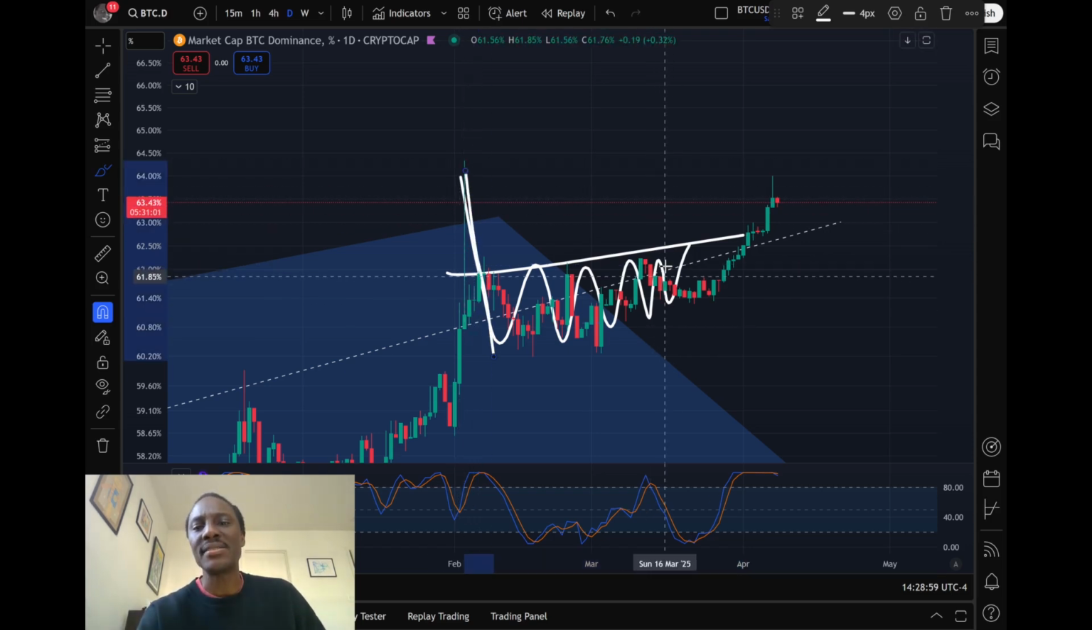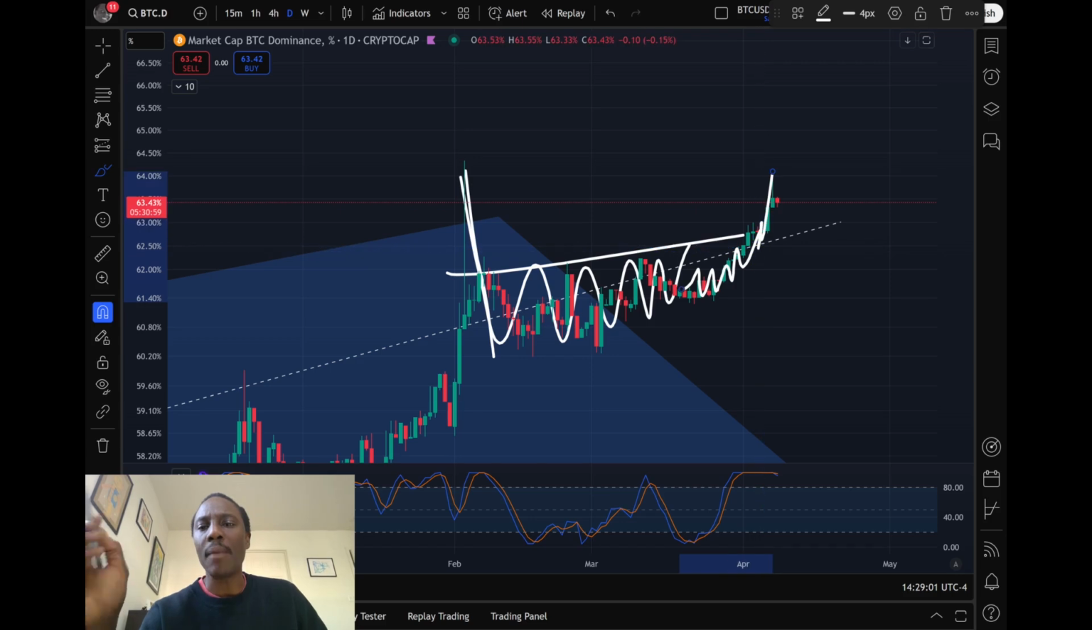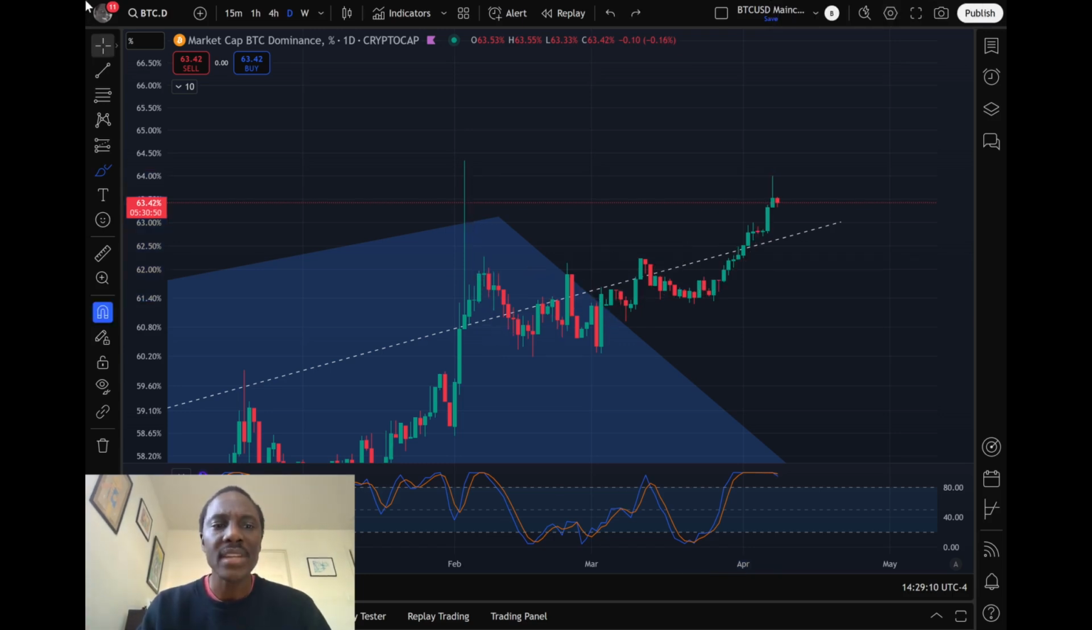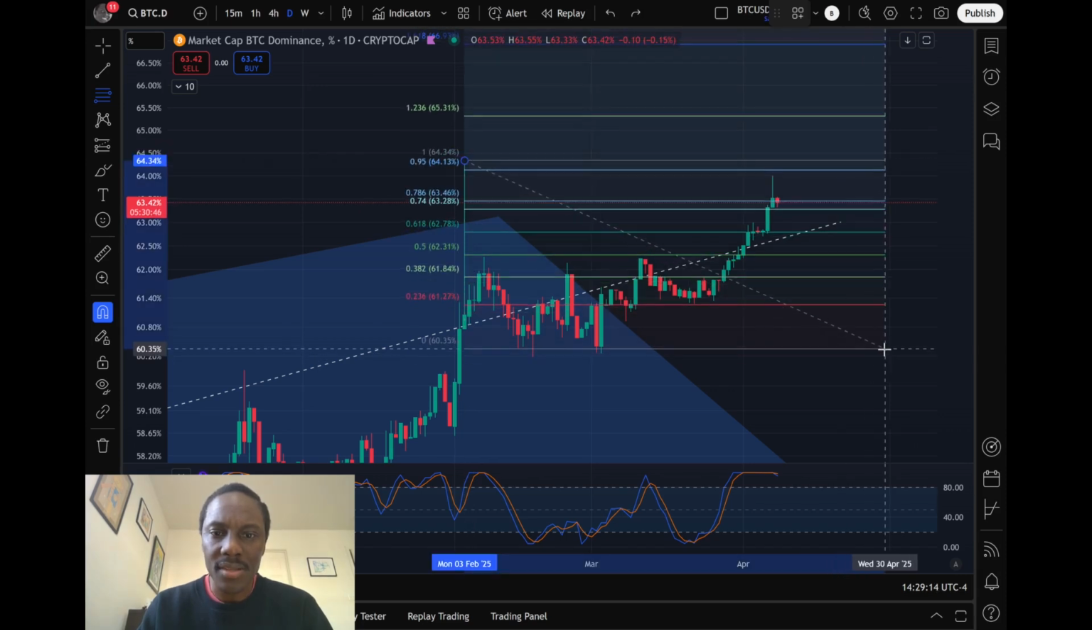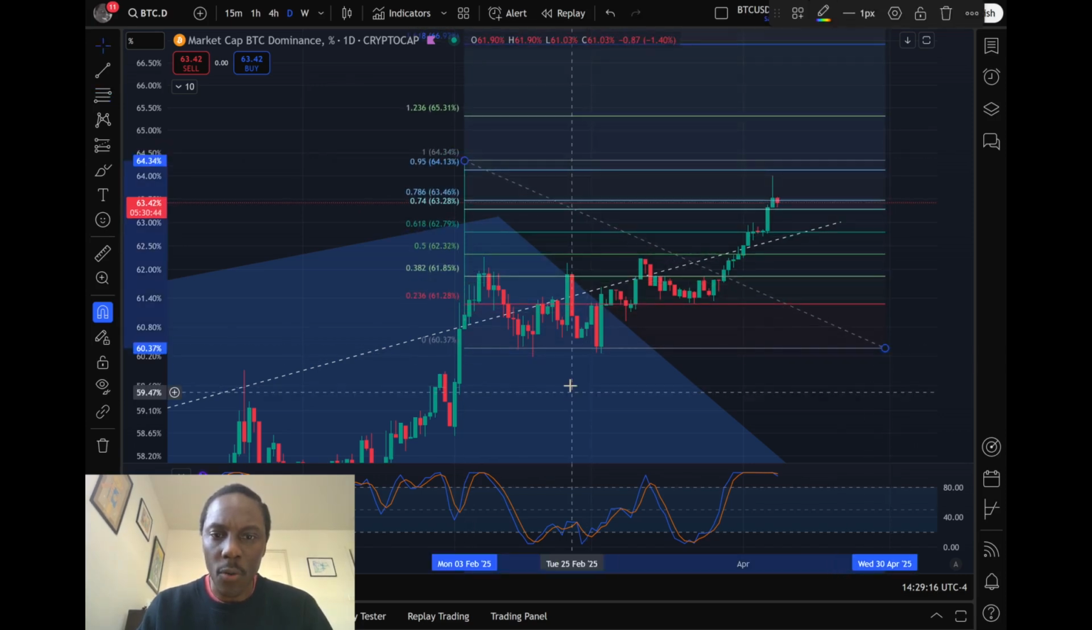But what happened since then? We've moved up. Does that invalidate the whole thesis? No, it only invalidates the retracement being a zigzag. Now it's a flat correction. So if you pull your Fibonacci from the top here to the bottom here, that would be your orthodox low right here, not here, but here.